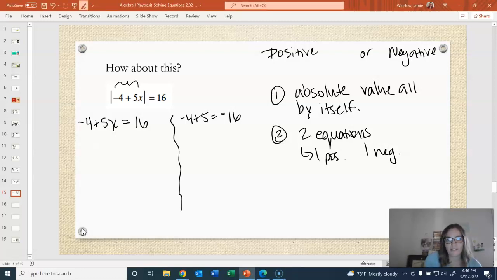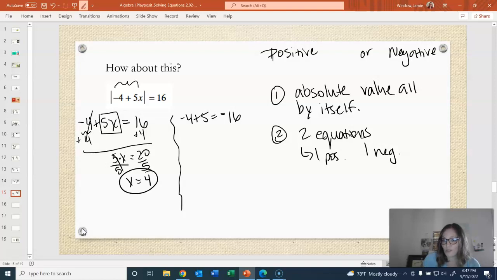So let's do it. Just like we solved all the other ones, we're going to first get rid of the -4, this hanging fruit here, by adding 4 to both sides. And you get 5x equals 20. And we know this is multiplied by x, so we're going to divide by 5 on both sides, and you get x equals 4. So that's one solution.